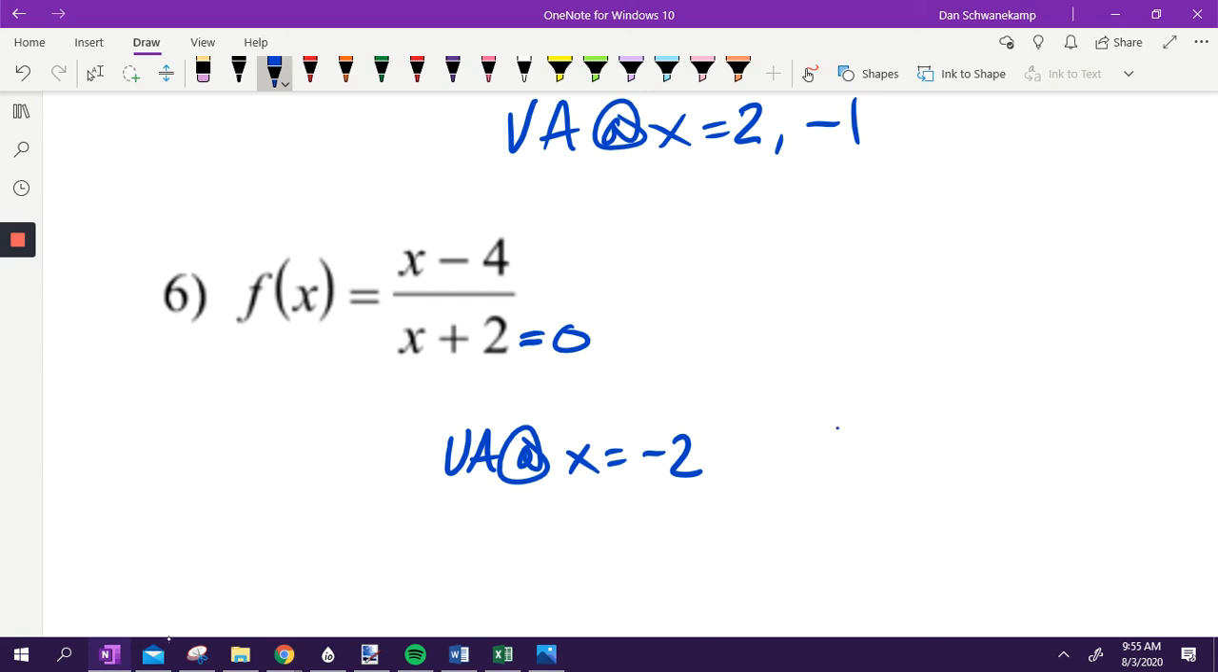Then we're going to do horizontal asymptote. Show me with your finger. I'm going to have a horizontal asymptote at y equals what here? Horizontal asymptote at y equals 1, because the exponents are both x to the first. So we're looking at leading coefficients. It's 1 over 1. My answer is 1.